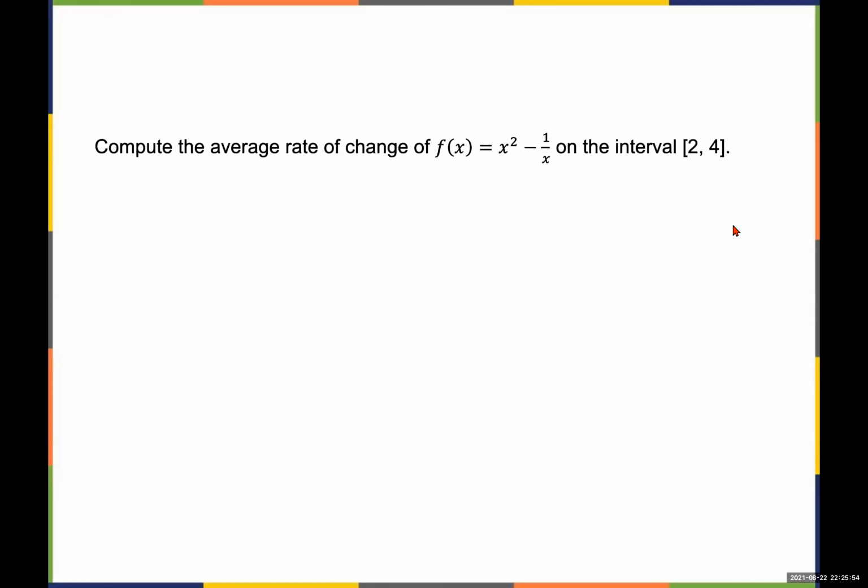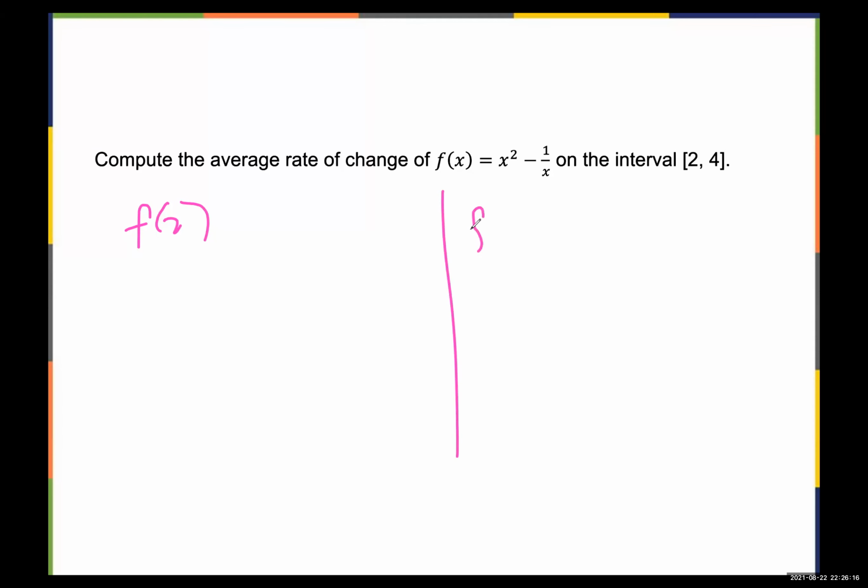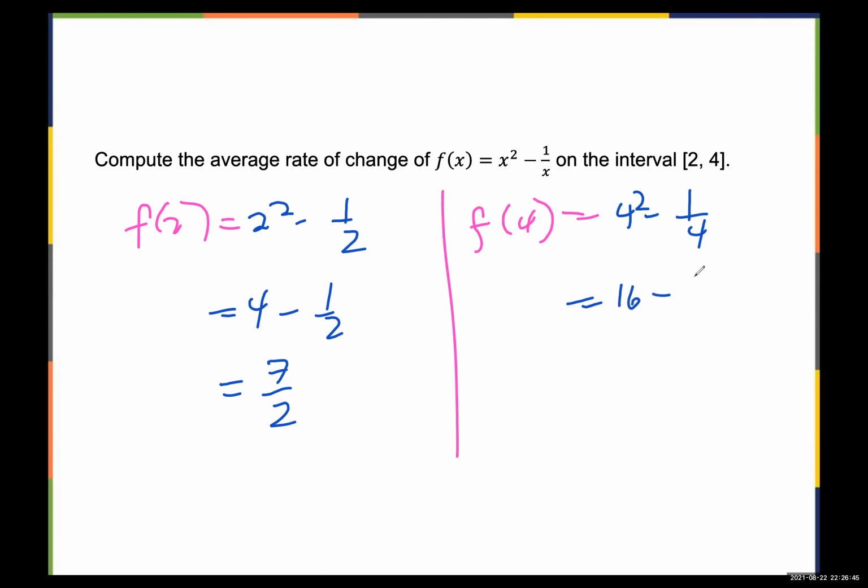How about this? Compute the average rate of change of f of x is equal to x squared minus 1 over x on the interval 2, 4. So we want to solve f of 2 and f of 4. Let's do that. Substitute 2 for x: 2 squared minus 1 over 2 is 4 minus 1 over 2, which is equal to 2 times 4 minus 1, or 7/2. The other one, f of 4: 4 squared minus 1 over 4, 16 minus 1 over 4, and 4 times 16 is 64 minus 1 is 63 over 4.